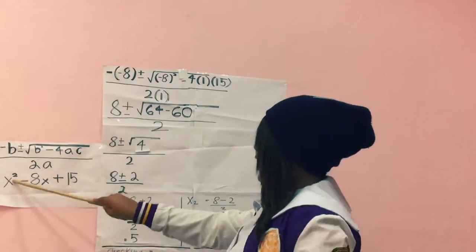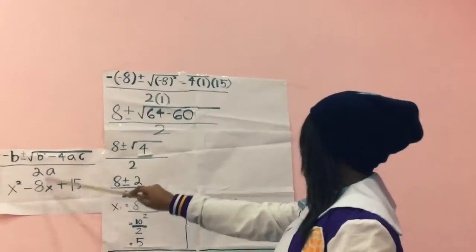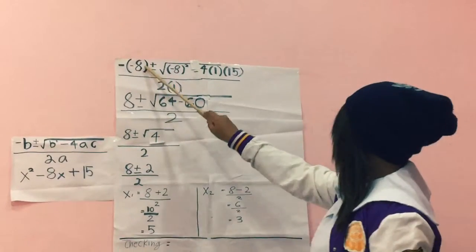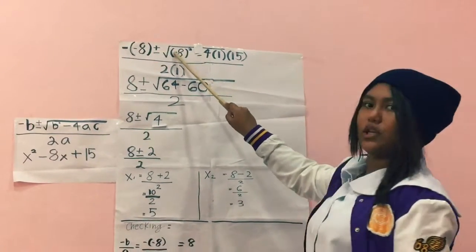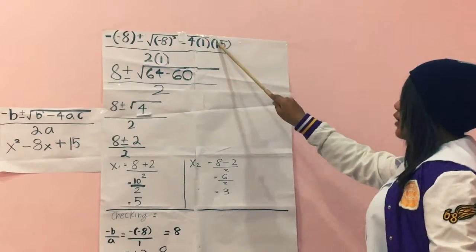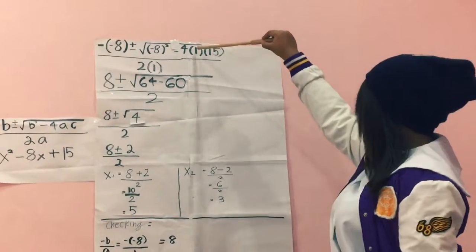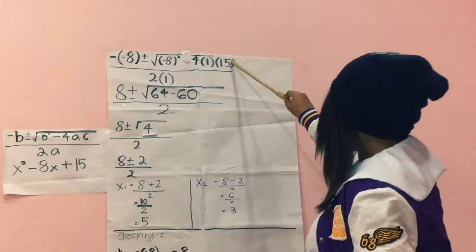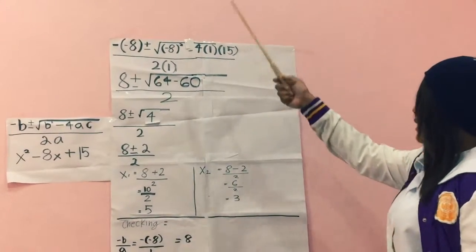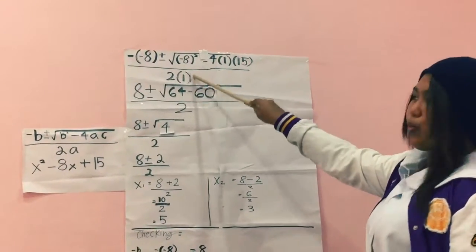Since this is your A, B, and C, you will copy it. Since this is B, negative 8, you put this, you enclose it, then since this is also B, you also put negative 8. Since this is A, you'll put your x squared here. Since x squared is 1, you will put here 1. And since here is C, that's your 15, you also put it here. Then over 2a, then you'll put here 2 times 1.